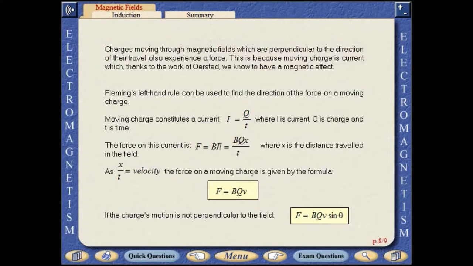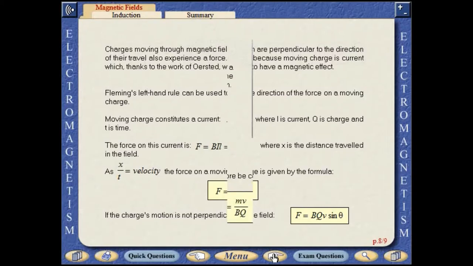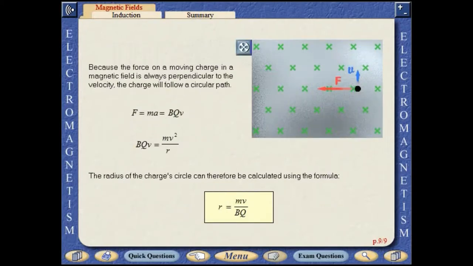The force on a moving charge is given by the formula F equals BQV. If the charge's motion is not perpendicular to the field, F equals BQV sine theta. Because the force on a moving charge in a magnetic field is always perpendicular to the velocity, the charge will follow a circular path. The radius of the charge's circle can therefore be calculated using this formula.